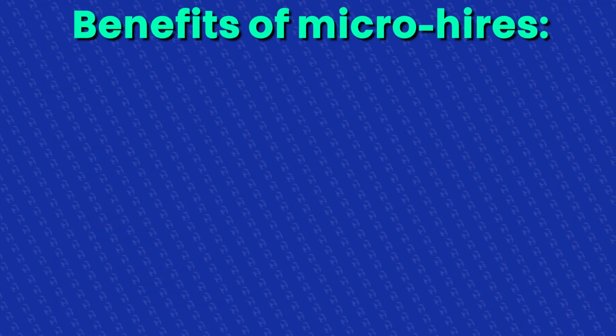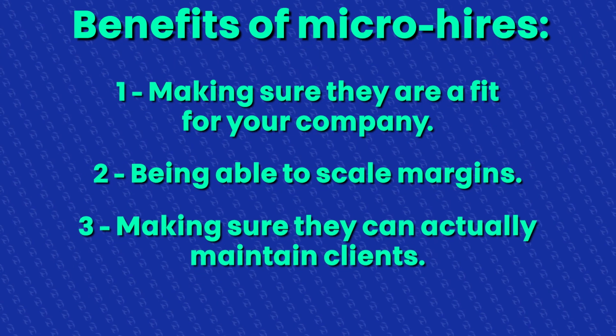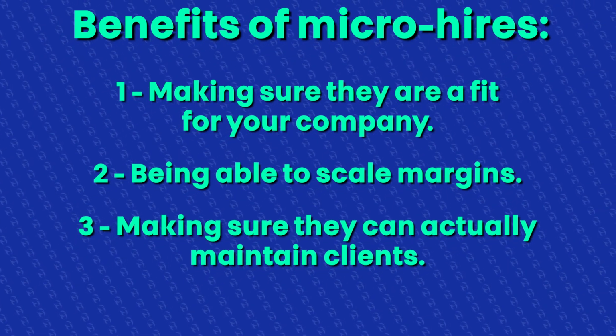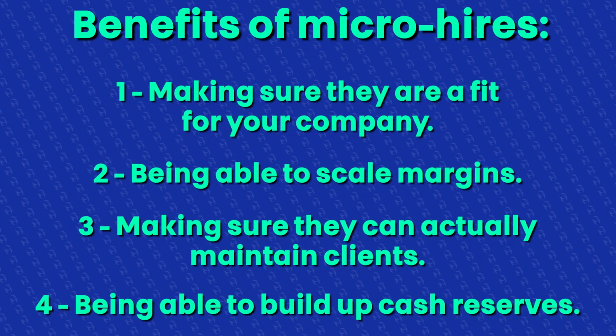What this allows me to do is gradually make sure that number 1, they're a fit for my company. Number 2, I continue to scale with good margins. Number 3, that they could actually maintain clients. And then number 4, build up cash reserves in the event that I need to make a hire and I need to put them on salary. This is the model to forecast. This is the model that makes you a lot of money. This is the model that simplifies your life.